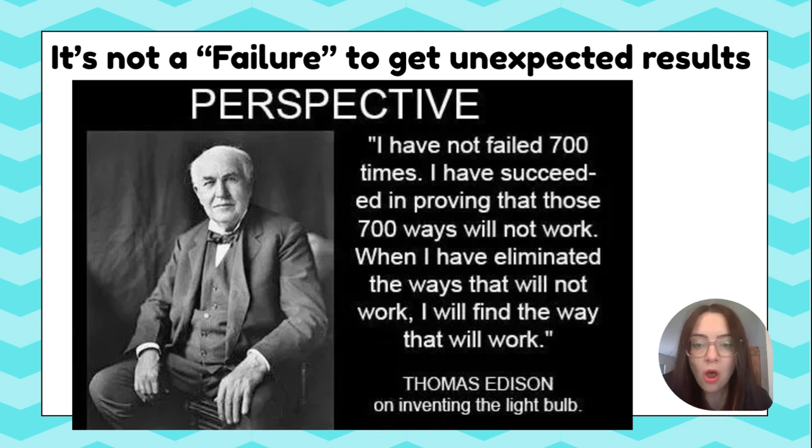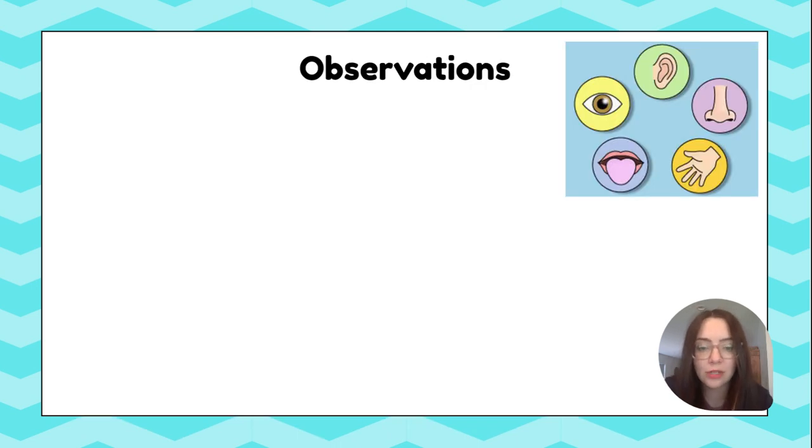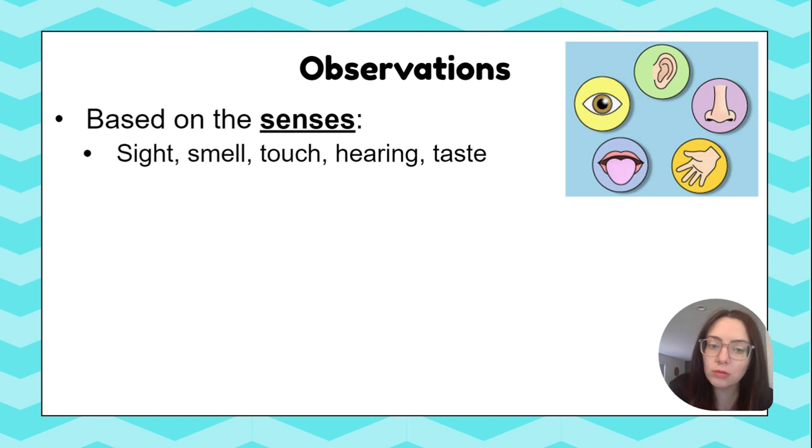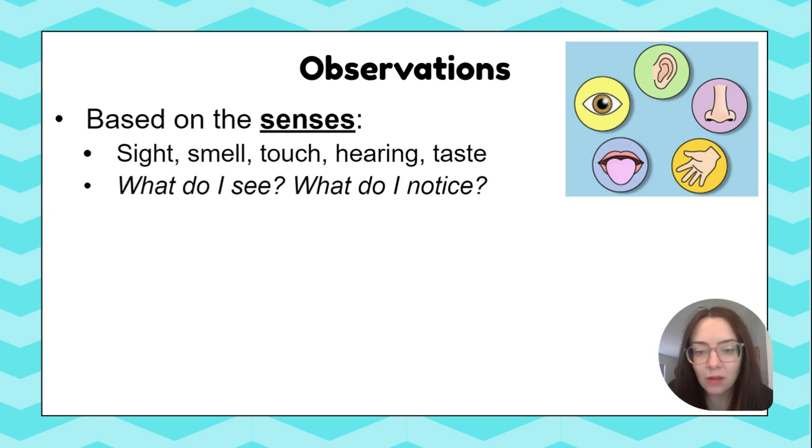Okay, let's get going here with observations. Very important that we are taking observations. They're based on our senses. Most of the time, our observations are based on sight. What do you see? What do you notice? But other senses that you could maybe use in some instances: smell, touch, hearing, and taste. Not very often in biology do we use that sense.